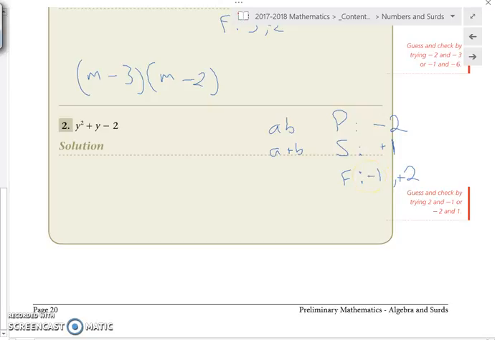2 times -1 will give you -2. 2 minus 1 gives you 1. You're done. So now you can write it down. What's it going to look like? Spot on. That's it. Does that make sense?